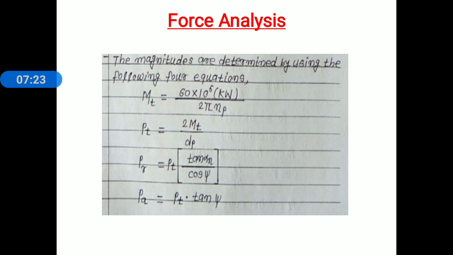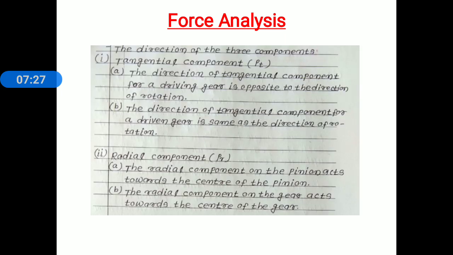Now the next parameter in force analysis is direction, the direction of these 3 components. How to decide the direction of these 3 components? The first component is tangential, the second is radial, and the third one is axial. We already discussed how to decide the direction of tangential and radial components in the case of a spur gear. In a similar way, for a helical gear, the direction of the tangential and radial components should be considered. Now the first component is the tangential component.